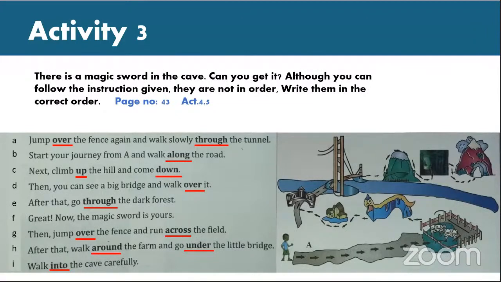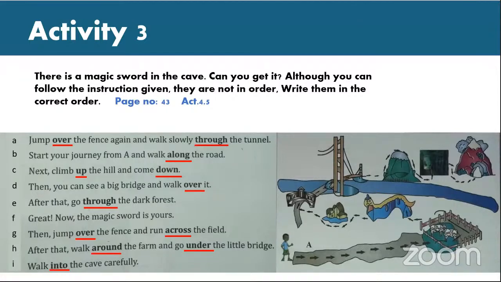Yes. 8. What is 8? Walk into the cave carefully. Yes, hooray. Great. The last one, 9. Yeah, F. Very good. Netmi, Sandali. Yes, correct. You all are correct. All your answers are correct. F, great. Now the magic sword is yours.